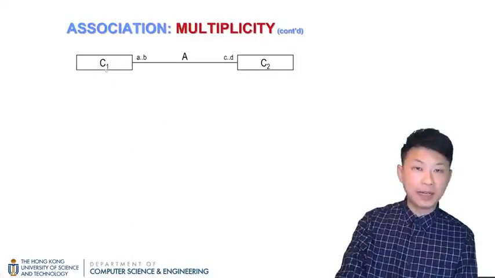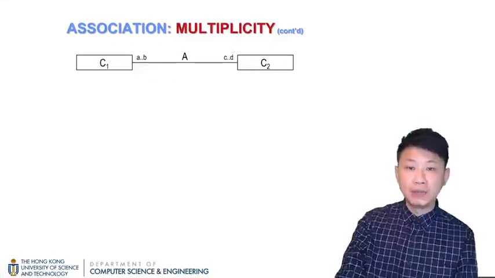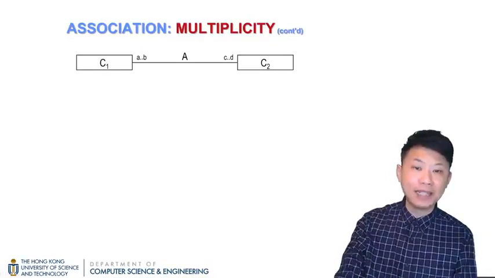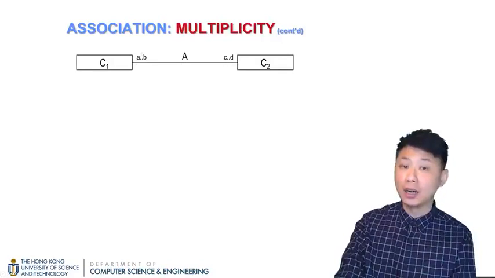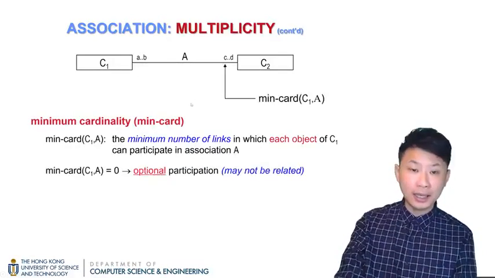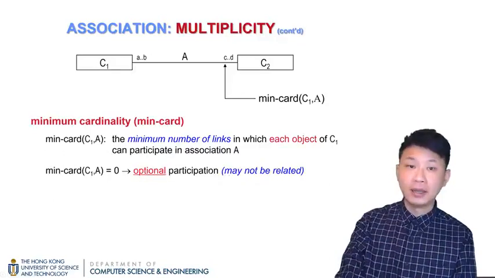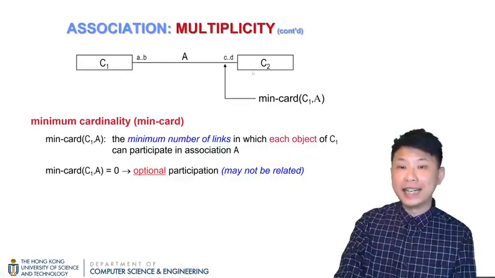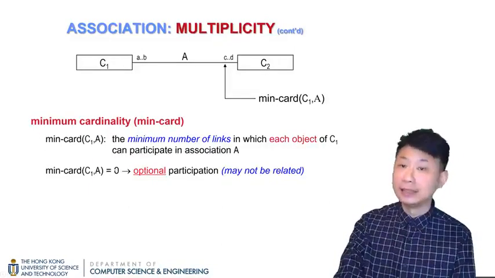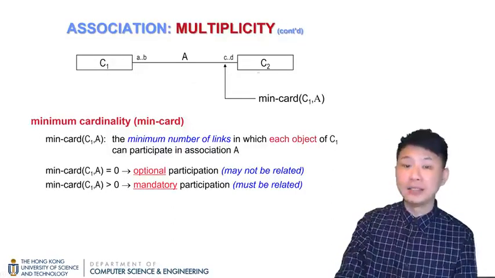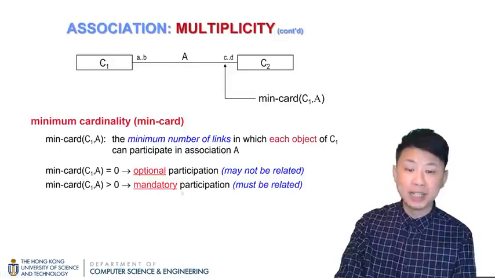For example, when we specify C1 can be associated with how many C2, we specify it here. When we specify that C2 can be associated with how many C1, we specify the multiplicity here, as A..B. When the lower bound is 0, we say that it is optional participation. That means C1 may or may not be associated with any C2, because the lower bound is 0. But if it is mandatory, the lower bound is bigger than 0. Then C1 has to be associated with some C2, and we say that the participation is mandatory.